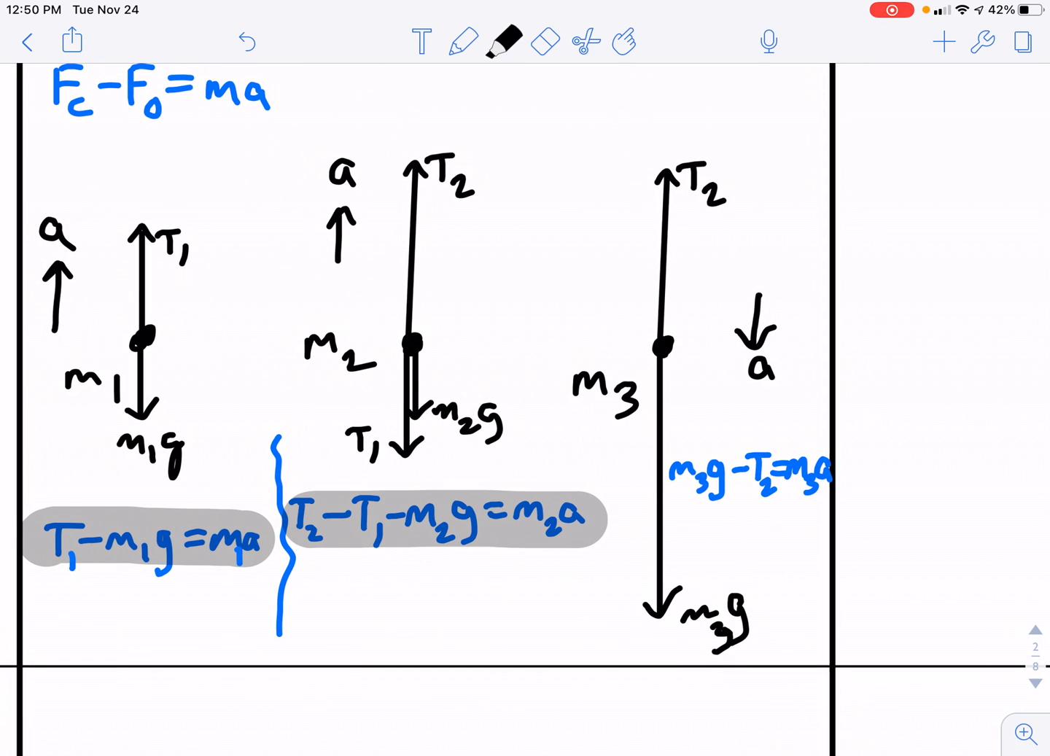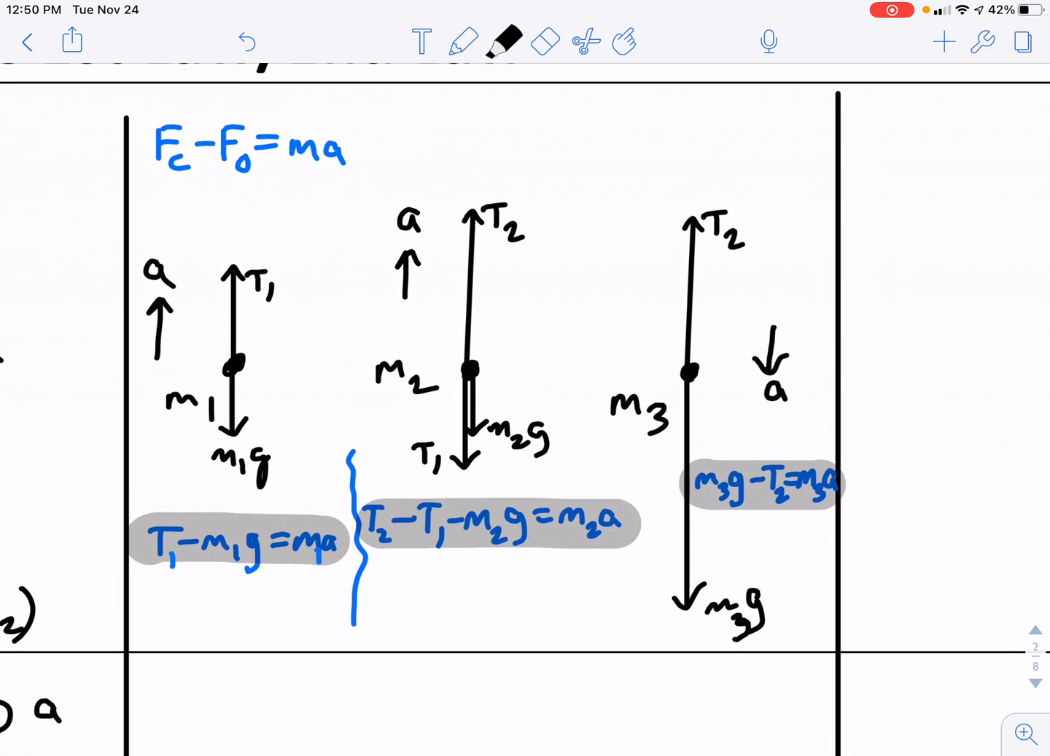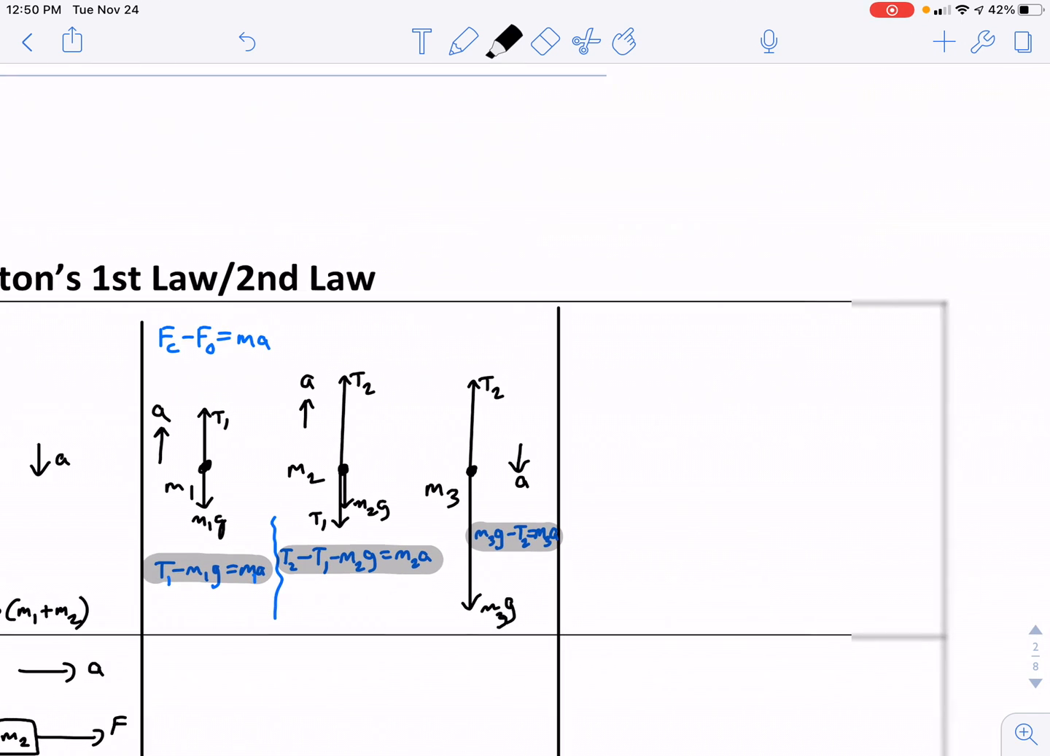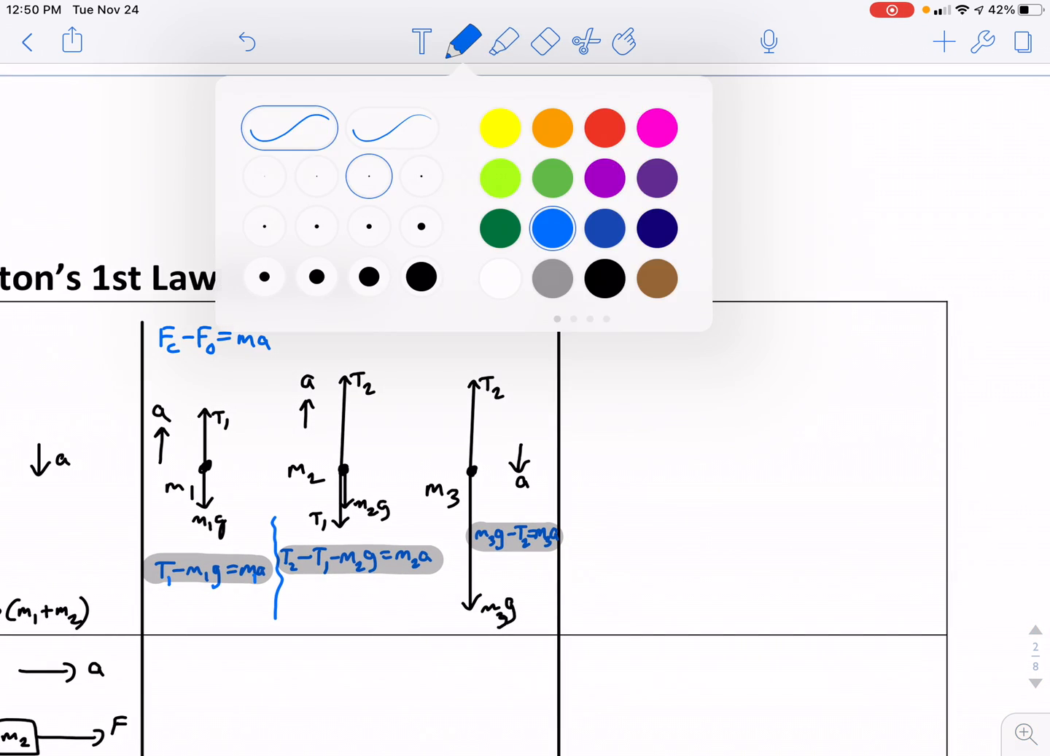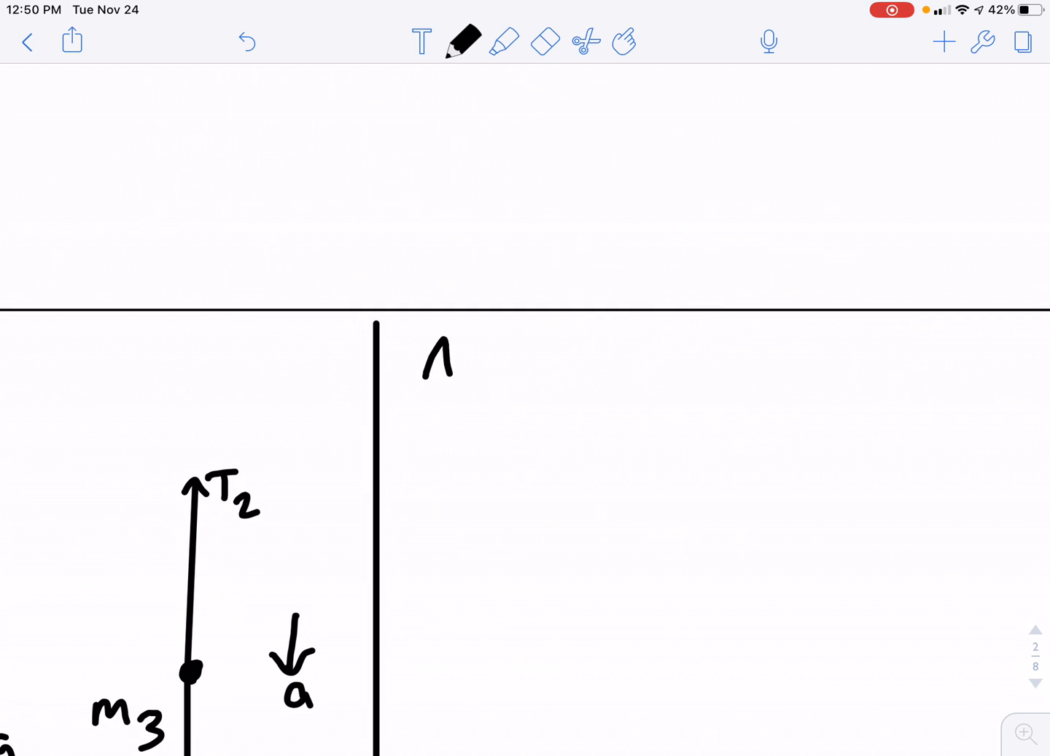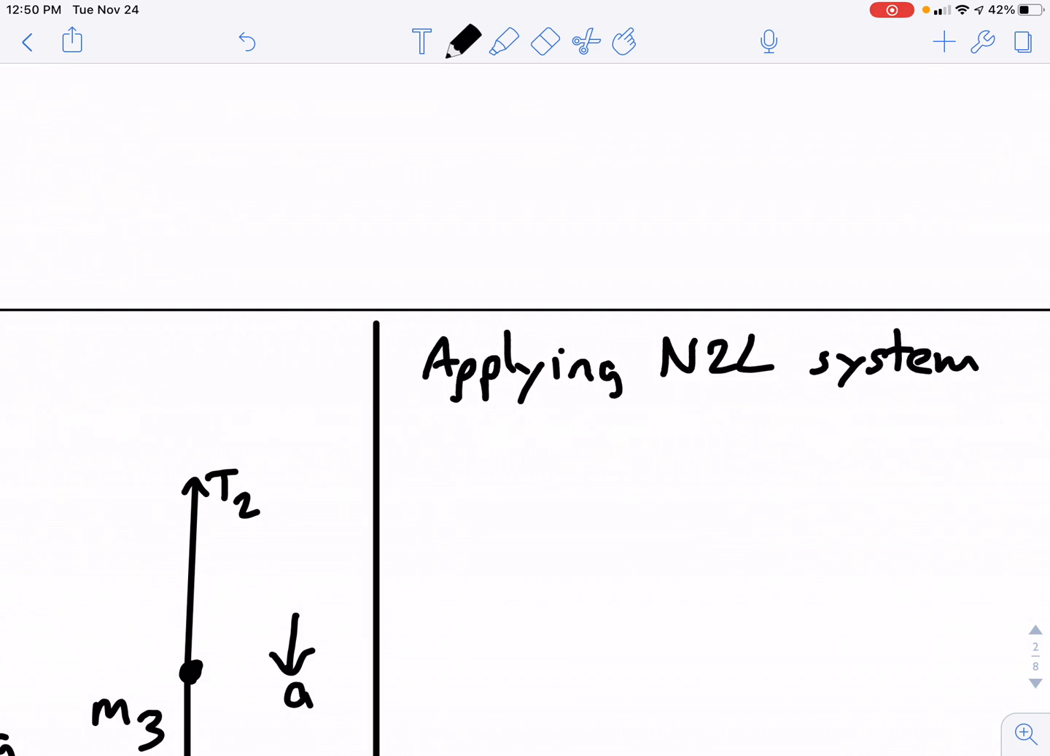So yes, we can find the equation for each individual mass. However, we want to practice being able to apply Newton's second law for the entire system of masses. Recall how we do this. We're going to use the same equation, causing force minus opposing force equals ma, but this is going to be sigma F equals sigma ma, where sigma F represents the total sum of force.